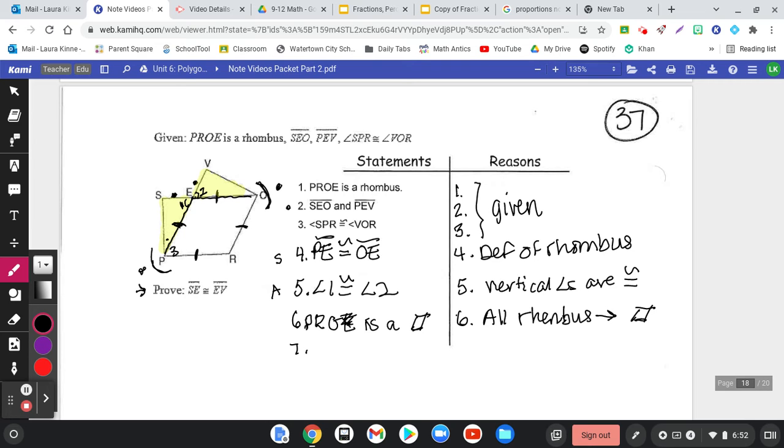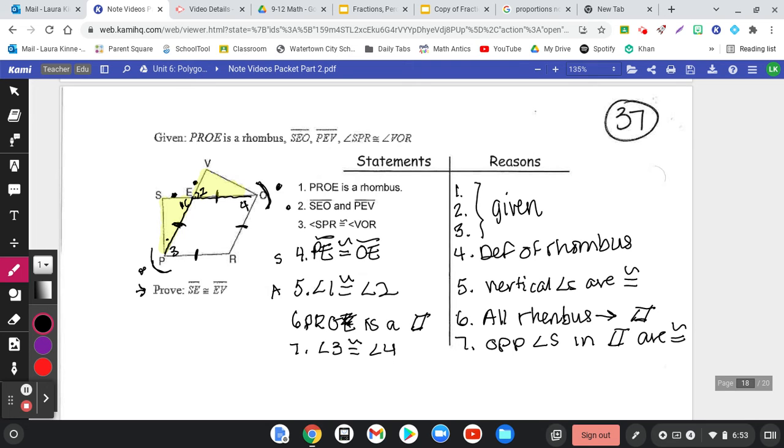So then I can say angle, we already used 1 and 2. We'll say 3 and 4. We don't want to say 1 and 2 or just angle P and O, because there's more than one angle at P and O. So now I can say angle 3 is congruent to angle 4 because opposite angles in a parallelogram are congruent.